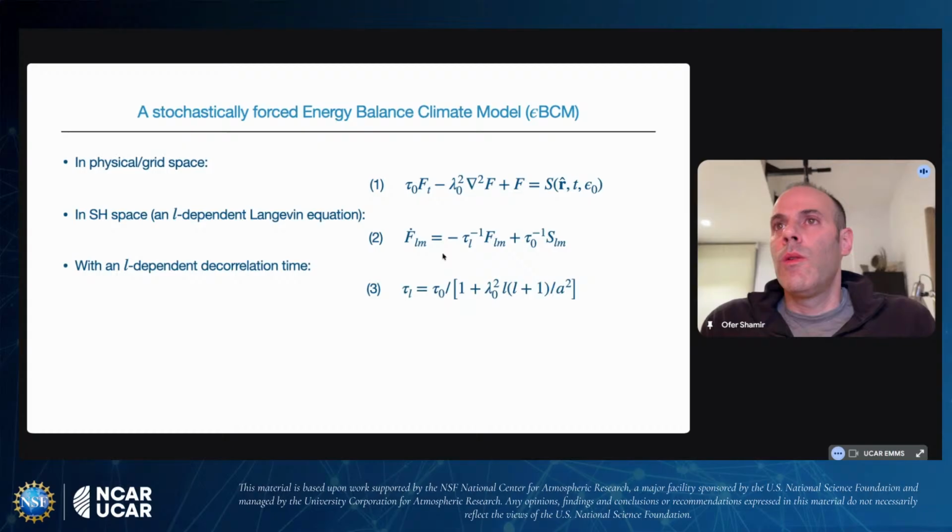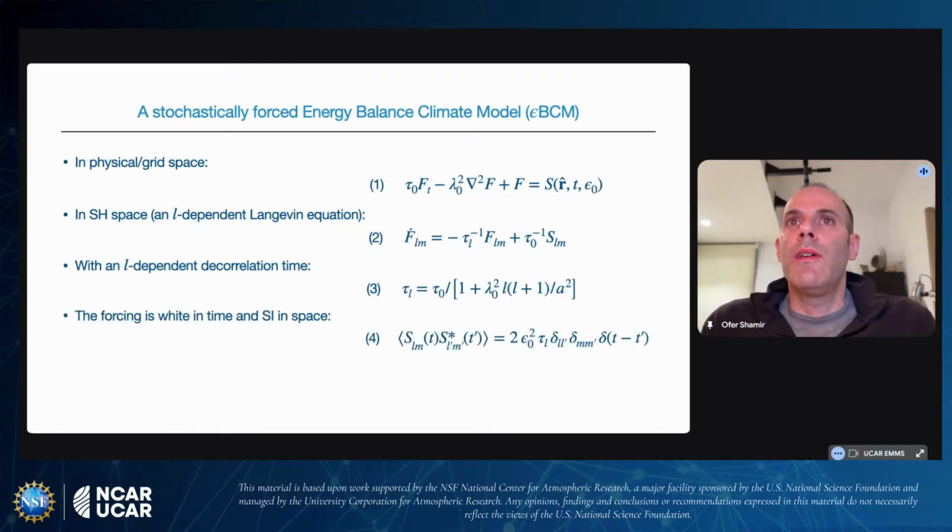So what we get is what is known as a Langevin equation, which is exactly what it is. It's an equation that has deterministic damping and stochastic forcing. But it's an L-dependent Langevin equation, meaning each spherical harmonics mode evolves independently according to L. And I should say also that L, the total wave number of the spherical harmonics, also in a statistically isotropic model, determines the scale. So essentially what this model says is that each scale evolves independently according to the scale.